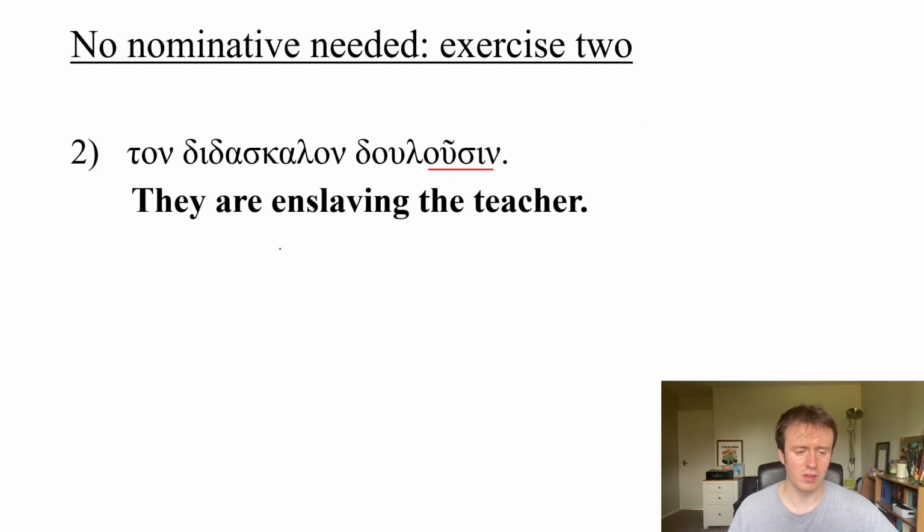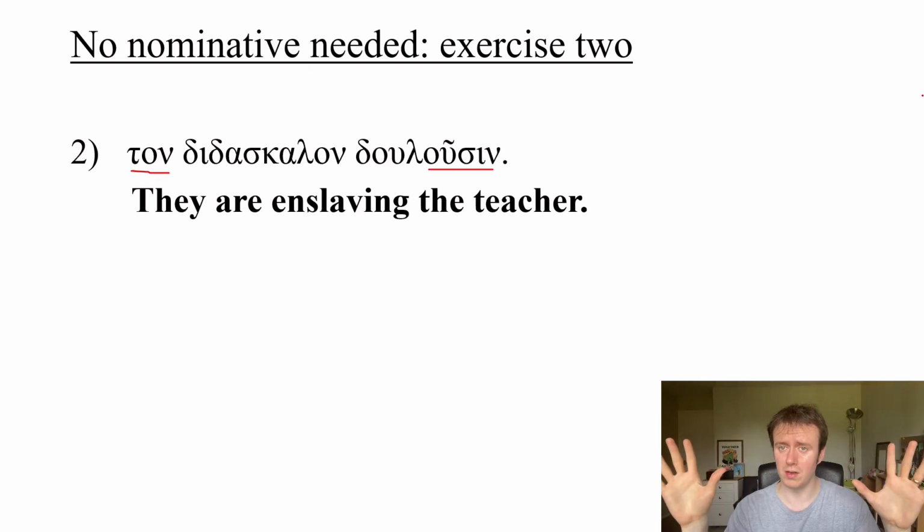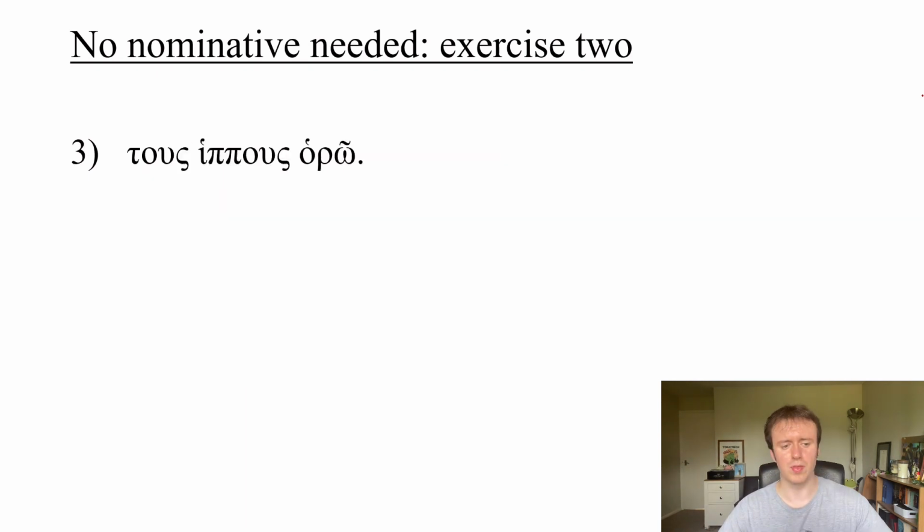We knew that the teacher was the object and singular from the masculine accusative singular definite article ton. We had no nominative noun or pronoun in the sentence, and so we couldn't possibly know anything about who that they is referring to. Number 3 was tous hippous horo.